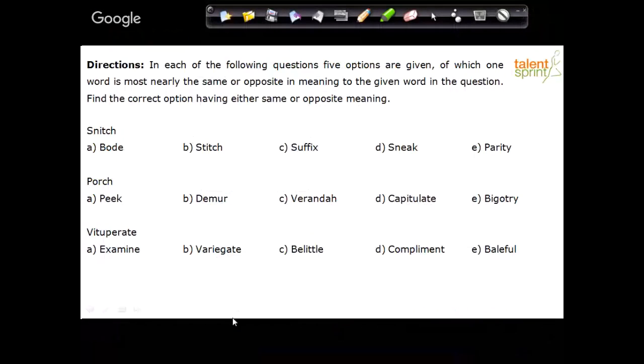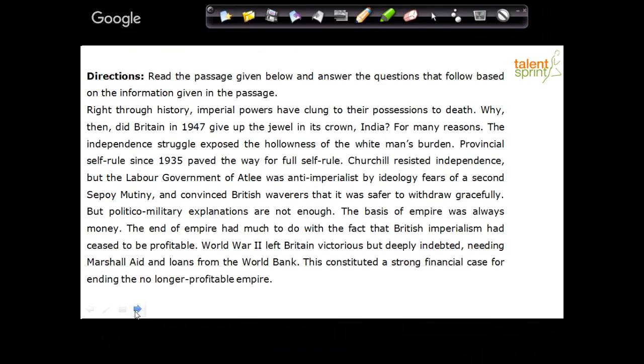Let's continue. I think we have one more question type. We covered, how many did we cover? We covered paragraph completion, sentence connectors, out of context, synonyms, antonyms. I think that leaves us with RC.